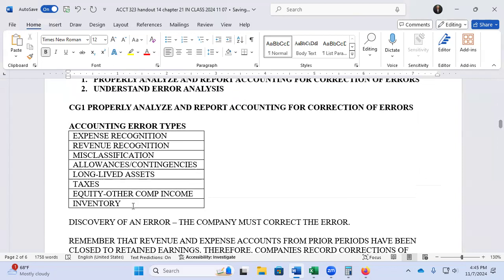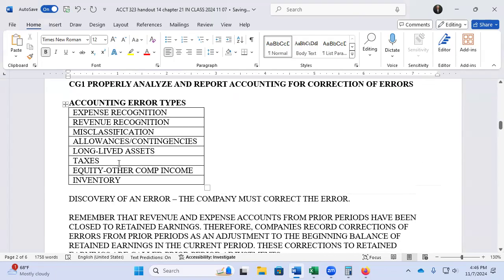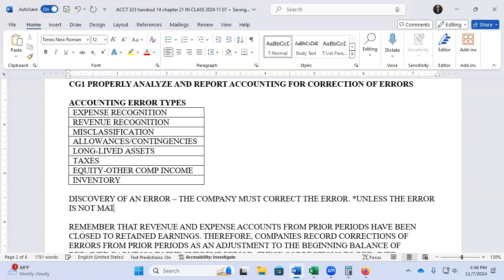Okay, so I tried to make this so that you could use it kind of as a tool while you're doing the test in part of your notes, and I put in here some of the examples. When we're talking about correction of errors, upon the discovery of an error, the company must correct the error, and then you can put a little note here, unless the error is not material.